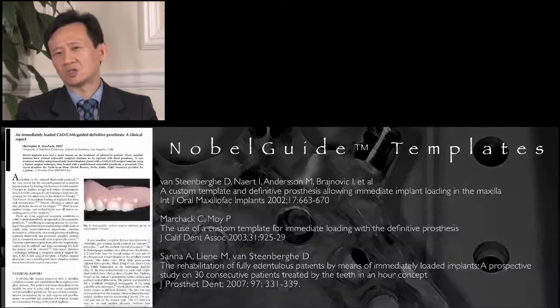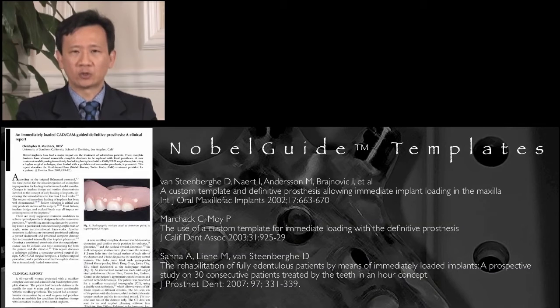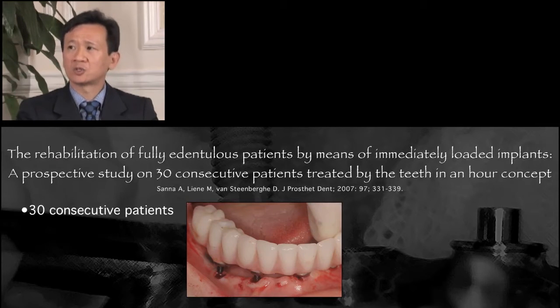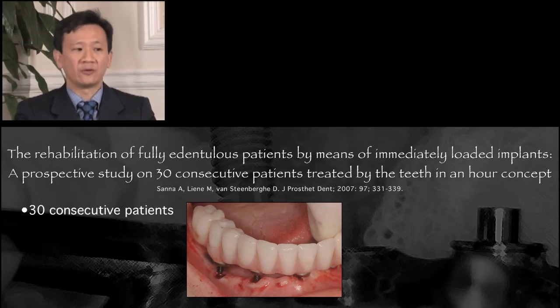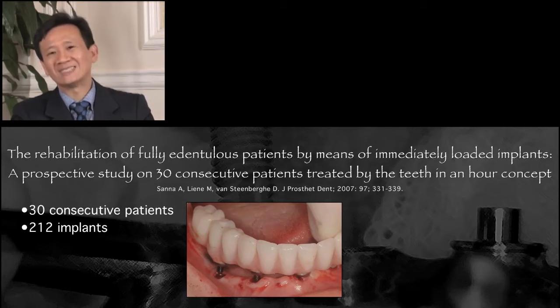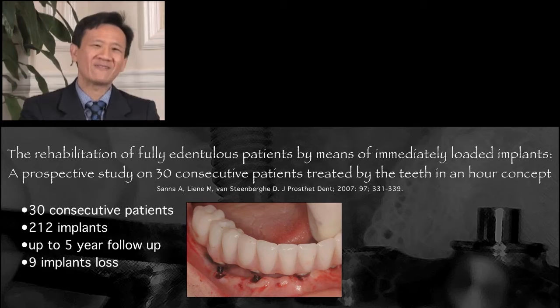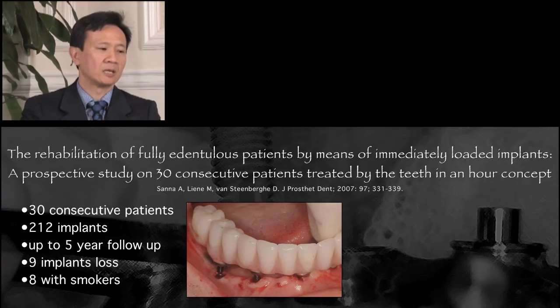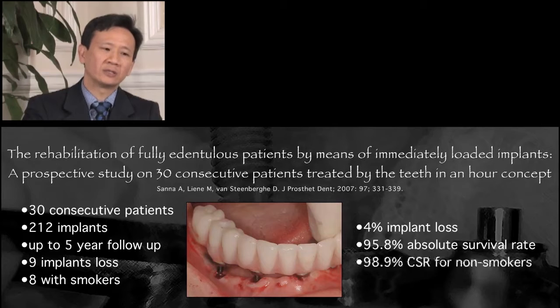Well, when we looked at the studies, what is most publicized the most has been this Nobel Guide and the surgical templates. And in fact, long-term studies have been followed up with 30 consecutive patients by Van Steenberg and Sana, looking at 30 consecutive patients, placing in 212 implants with up to 5 years follow-up. They found 9 implant loss, 8 with smokers, having a 4% implant loss, 95% absolute survival rate, but 98.9 survival rate for non-smokers.